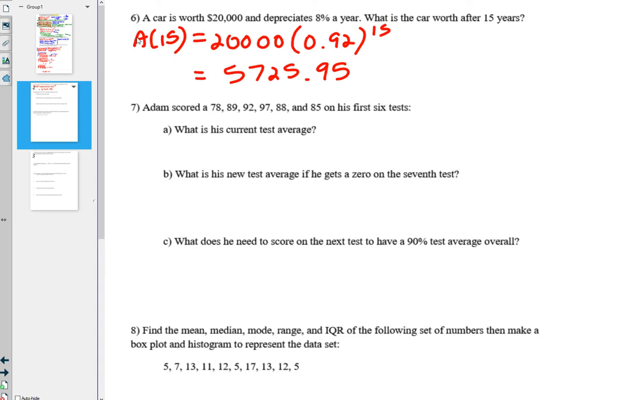Number 7, Adam scored 78, 89, 92, 97, 88, and 85 on his first 6 tests. What is his current average? Okay, so I would just add those up. 78 plus 89 plus 92 plus 97 plus 88 plus 85 gives me 529. And I would divide that by how many there are, which is 6. That does give me a pretty nasty decimal. Well, it's not nasty, but it does go on forever. And they do not tell me where to round, so let's just round it to around 88.2.